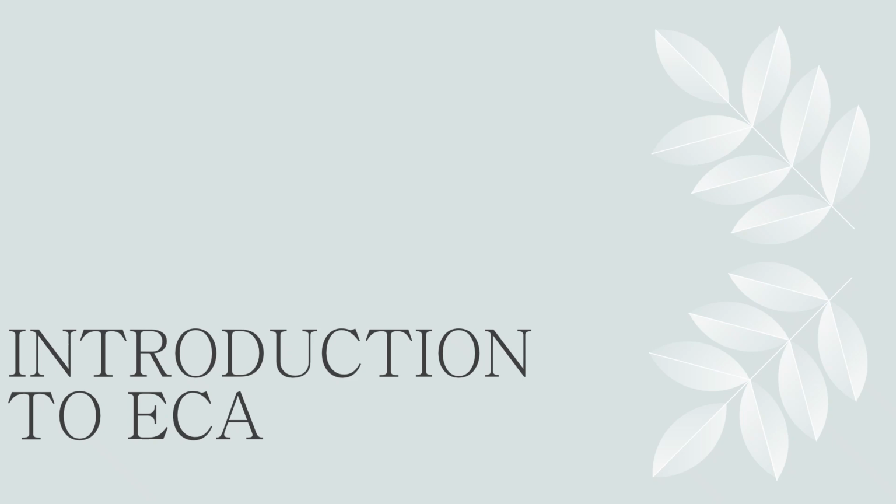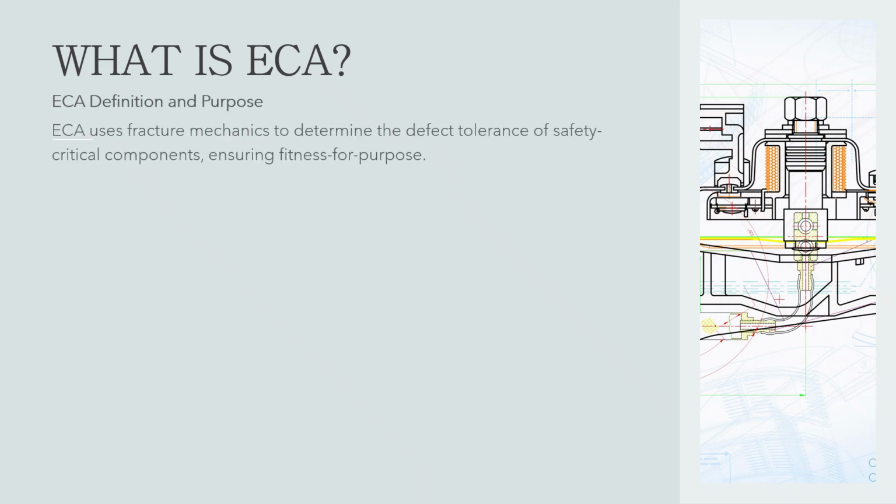What is ECA, engineering critical assessment? Engineering Critical Assessment (ECA), also known as fracture analysis, is a specialized procedure that applies fracture mechanics principles to determine the defect tolerance of safety critical components.